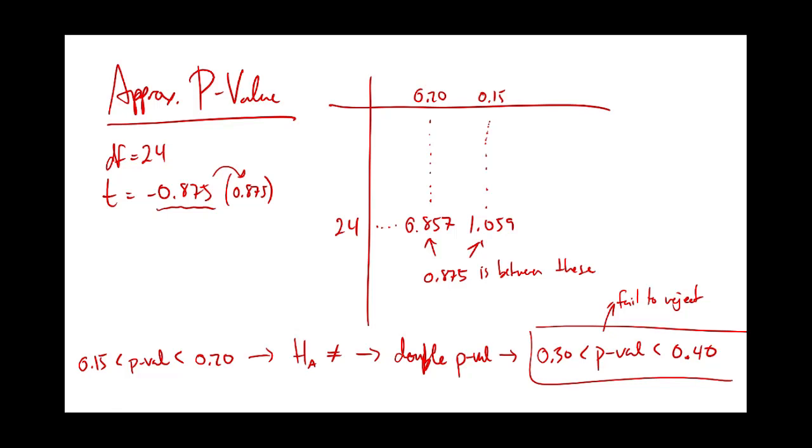Can you tell us again what a 30 to 40% p-value means? It means that if you reject the claim, then you have somewhere between a 30 and 40% chance of making a type 1 error, basically. And so it's saying that you probably shouldn't reject, because there's a high probability that the null is true.